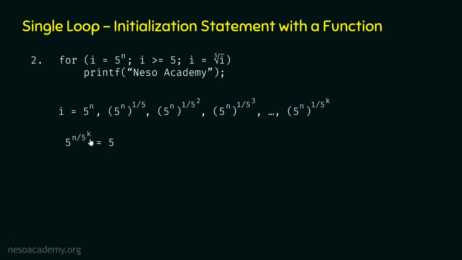Now we need to find the value of k. For this, we need to bring k to the base, and we know how to do this. We need to take log on both sides. Here we have the constant 5, so we can take log base 5 on both sides. Let's take log base 5 on both sides. We will get log 5 power n by 5 power k base 5 in the LHS of the equation, and log 5 base 5 in the RHS of the equation. Log 5 base 5 is 1, so we'll get 1 here in the RHS.